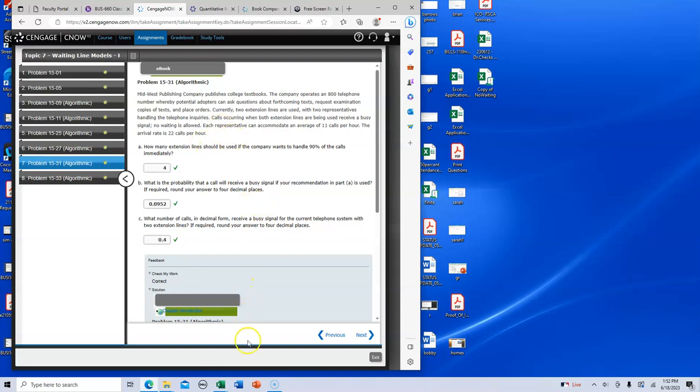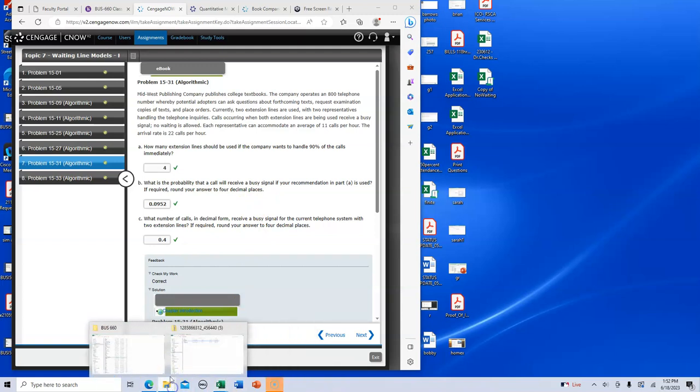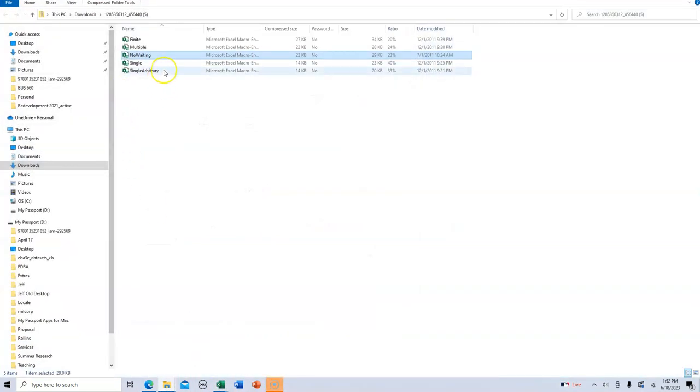So in this case, what I'm going to do is open up, let me show you here first in the list. I think what I'm going to use here is this multiple. Actually, I'm not using multiple. I'm using no waiting here.